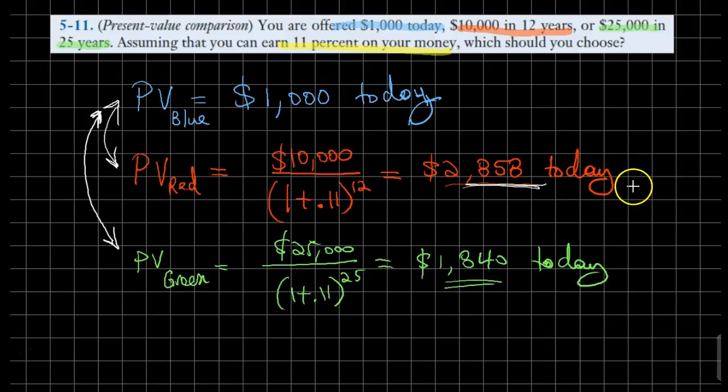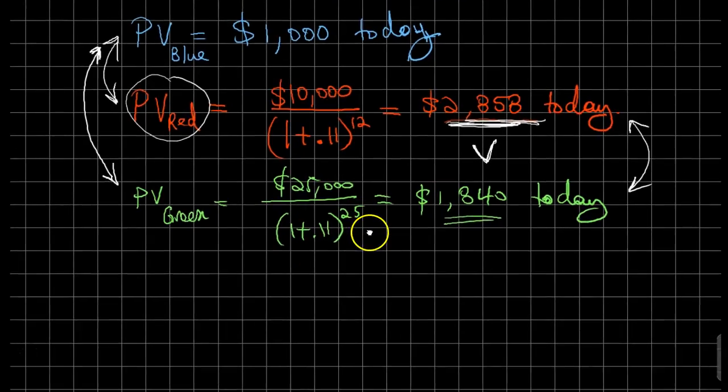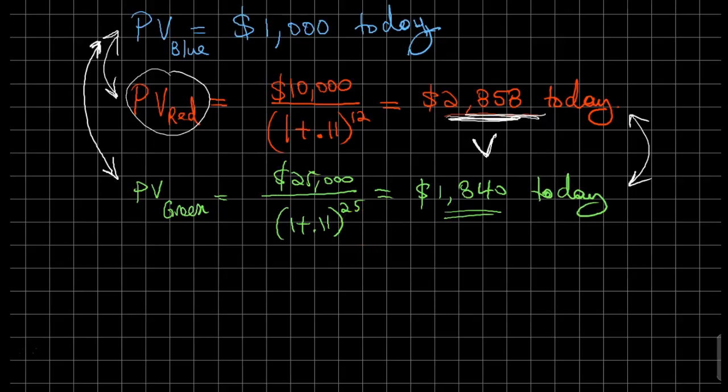But how about comparing the red and the green? Well, it's obvious that the red has a higher present value than the green, so the red is better than the green. So ultimately, if we ranked these investments, the ranking would be as follows. The red investment would be the best one, followed by the green investment, followed by the blue investment.